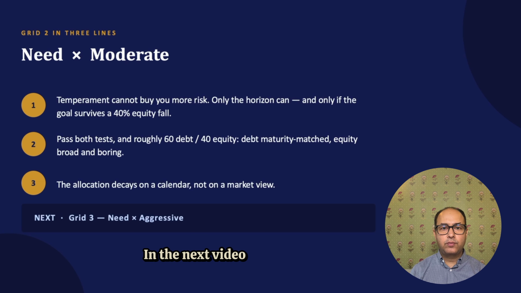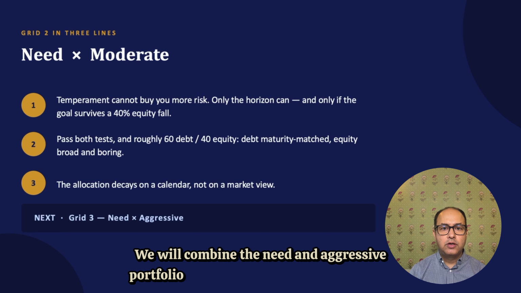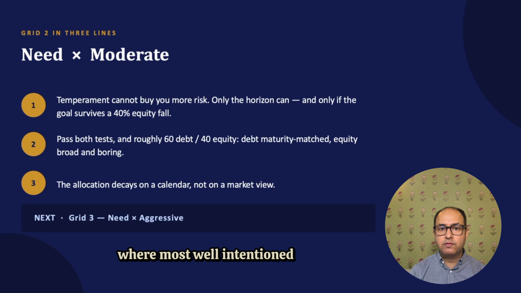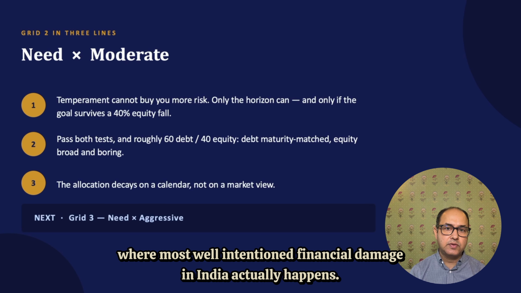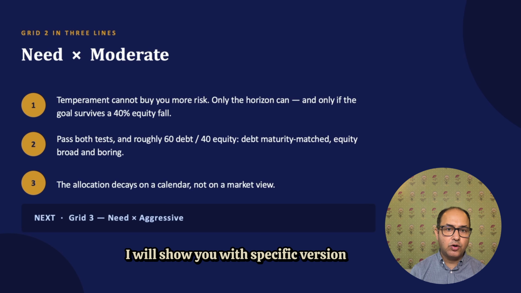In the next video, we finish the need row. We'll combine the need and aggressive portfolio, which is, in my experience, the cell where most well-intentioned financial damage in India actually happens. I'll show you with specific versions of what I see.